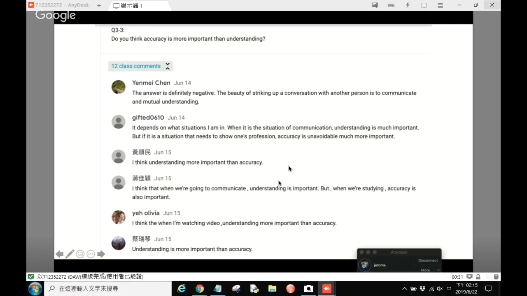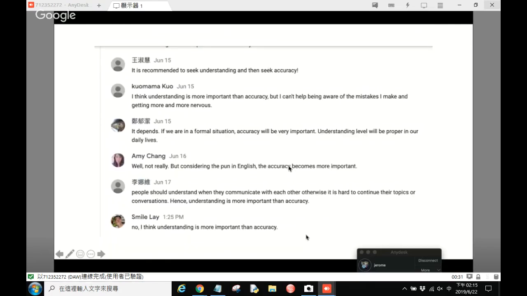Understanding is important, but when we're studying, accuracy is important. Yes, that's right. Sure, of course. Right. I think when we're watching the video, understanding is more important than that. Yeah, understanding. All right, so a lot of you agree with that. Understand, seek understanding, and then seek accuracy. All right, that's a good answer too. So again, I don't think Mariano Pascal was saying that you don't have to worry about grammar, pronunciation or vocabulary, but the key is understanding. And then from there, if you can work on this, that's great. So that's right. Understanding is important, yeah, all right. That depends. The formal situation, accuracy, understanding. Okay, that's right, yeah. So again, these are all nice answers.